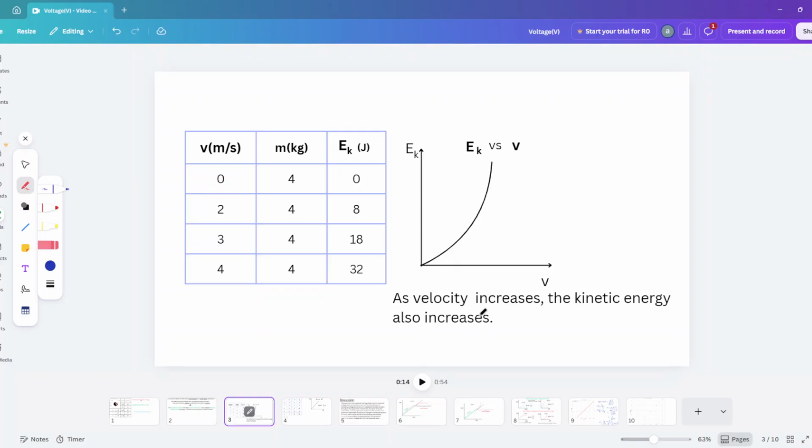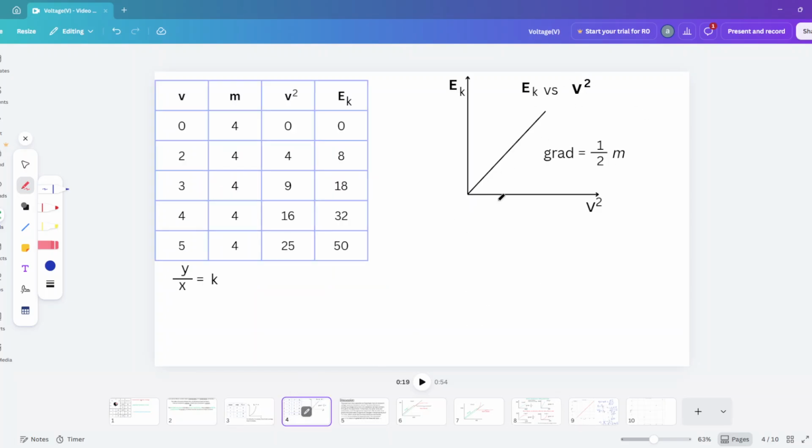Okay, so you only say that it's directly proportional if it's a straight line. That's why, in the next video, we will look at linearization. If I plot EK versus V squared, then I get a straight line. But directly proportional means that the variable on the y-axis over the variable on the x-axis, when you divide the two, the number remains the same, in the sense that 8 over 4 is 2, 18 over 9 is 2, 32 over 16 is 2, 50 over 25 is 2. Okay.